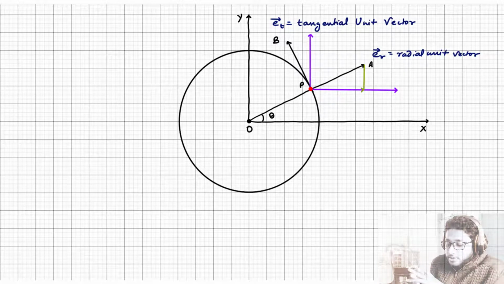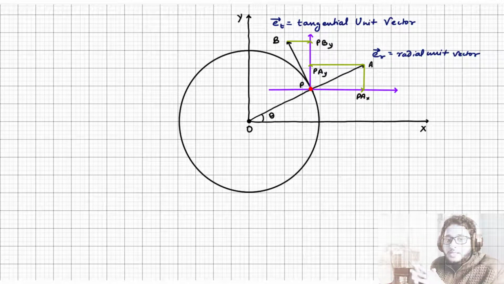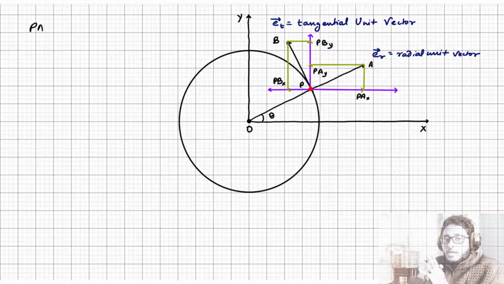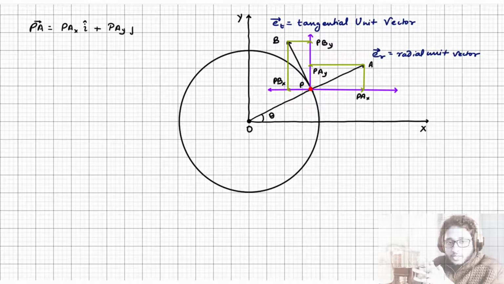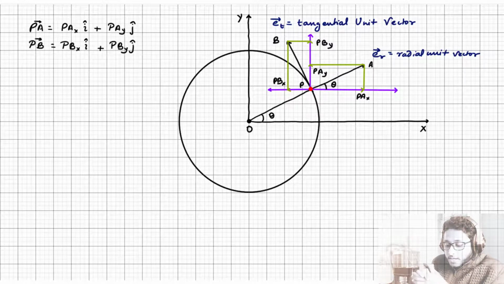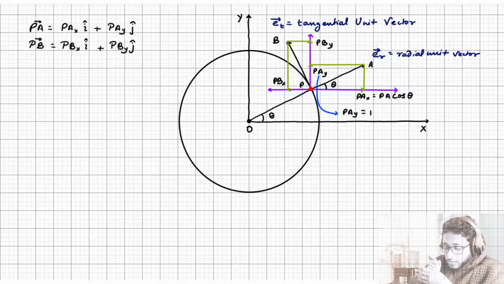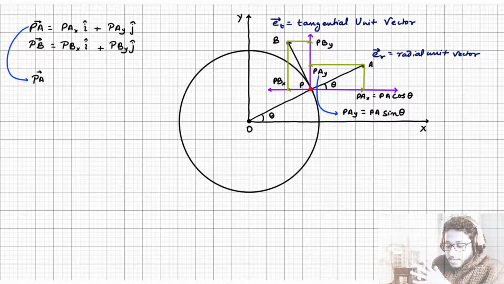To do that, we will simply take the components of PA and PB along the x and y axes, and we will make the component along the x axis the coefficient of i and the component along the y axis the coefficient of j. The component along the x axis of PA is PA cos theta, since it is making an angle theta with the x axis, and the component along the y axis will simply be PA sin theta. So the PA vector can be written as PA cos theta i plus PA sin theta j.